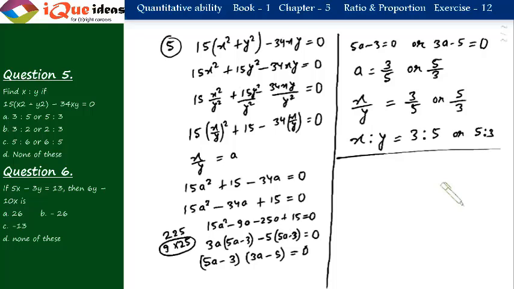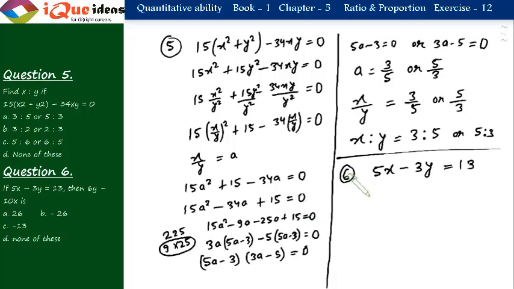All right, let's take up question number 6. It says 5x − 3y is equal to 13. So we have 5x − 3y is equal to 13. The question is asking 6y − 10x. You see carefully, 6y is double of 3y, 10x is double of 5x, and there is a minus sign.